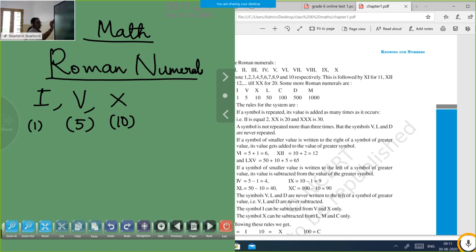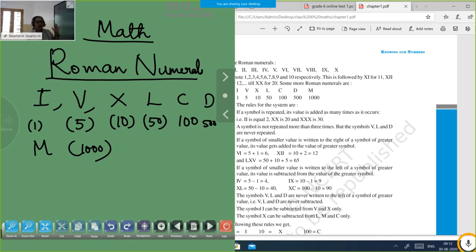Teacher is first writing all the common letters they used: I, V, X, then they used L. L represents 50. Then they used C. C represents 100. Then they used D. D is 500. Then one more letter they used, that is M. M is 1000. So these are the letters Romans used. These are known as Roman numerals or Roman numbers.